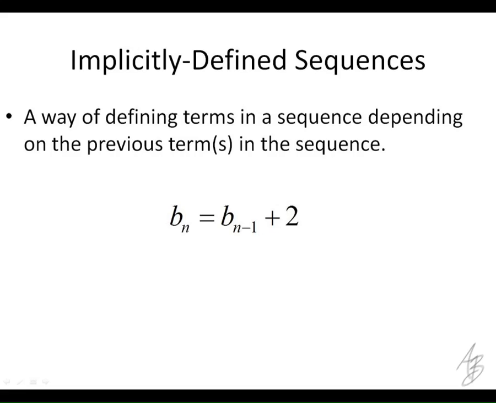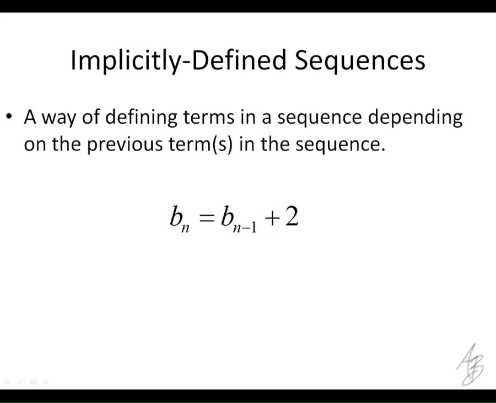There's a problem here, though. So what this says is the nth term in the sequence b, so b sub n, is going to be equal to the term before it plus 2. So what's my problem? What's that? You don't know the number before it. I don't have any numbers as a starting point, right? So if we're going to implicitly define a sequence, we also need to give a starting point.